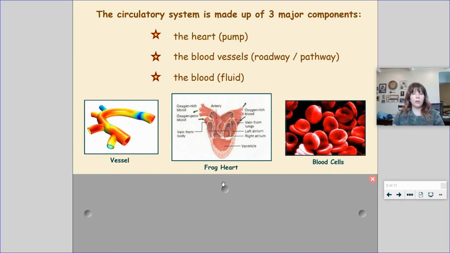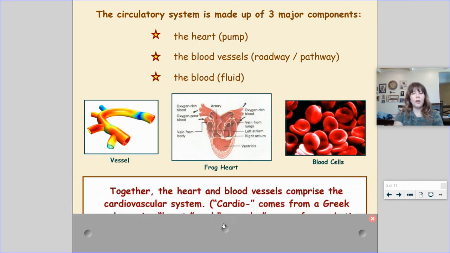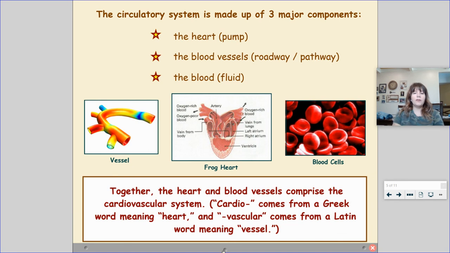We've already talked about the heart. We've already talked about blood. The last thing we're going to talk about in this unit and in a couple of days is all about the blood vessels. So you'll have actually seen and talked about all the 3 major components. So together, the heart and the blood vessels make up what we call the cardiovascular system. So that's what we refer to when we talk about the circulatory system. We usually call it the cardiovascular system. And the cardio comes from the Greek word meaning heart, and vascular comes from the Latin word meaning vessel. So it's saying hearts and vessels in one area. So that's kind of how we make that word work.